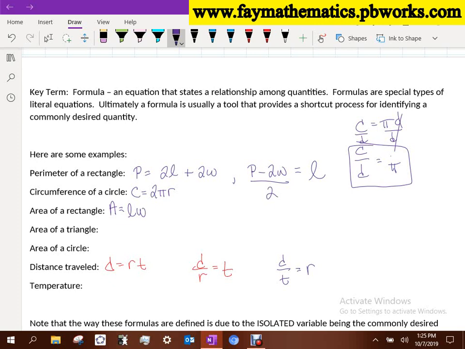Length times width, right? Maybe you've seen it as BH, base times height, length times width, same thing. Area of a triangle? Oh, 1/2. Close. 1/2 my base times my height. Maybe you call the base the width, the height. I don't know if I call that a length, but what about area of a circle? Pi r squared. Okay.